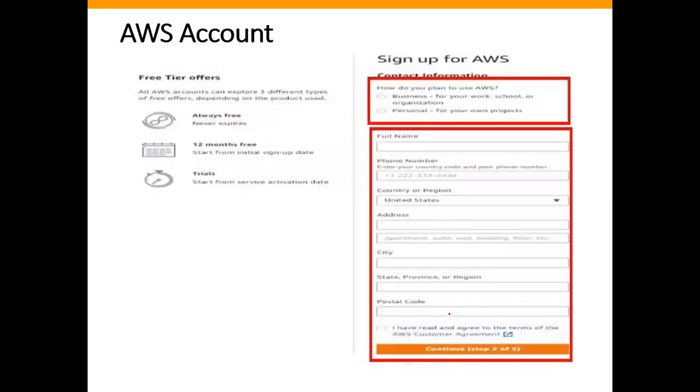When you click on continue, you will come to step two. In step two, it is asking which type of plan you want to select, a business plan or a personal plan. We are not going to do any business. We are just learning, so we are going to use the option called personal here.